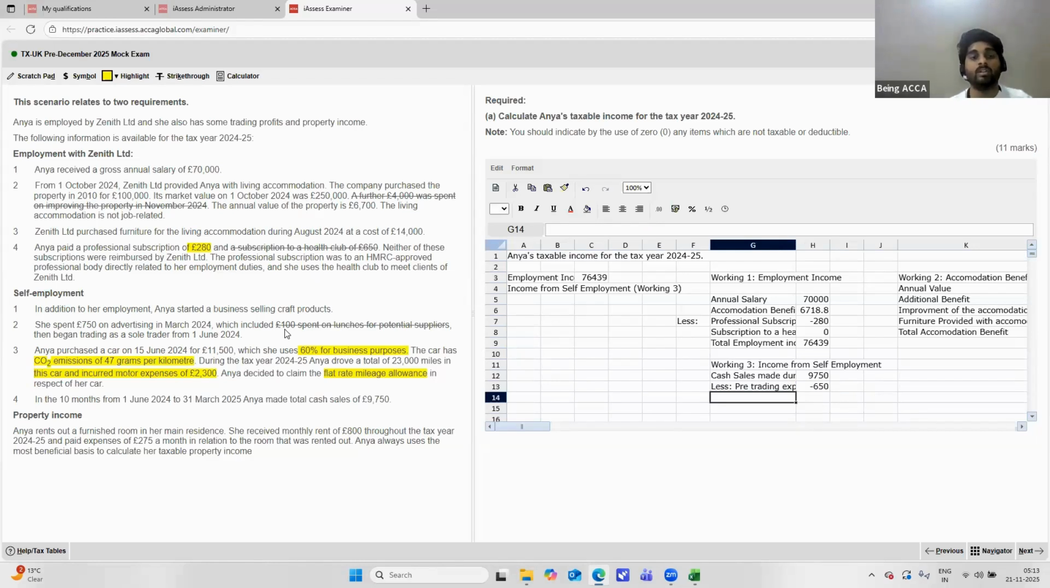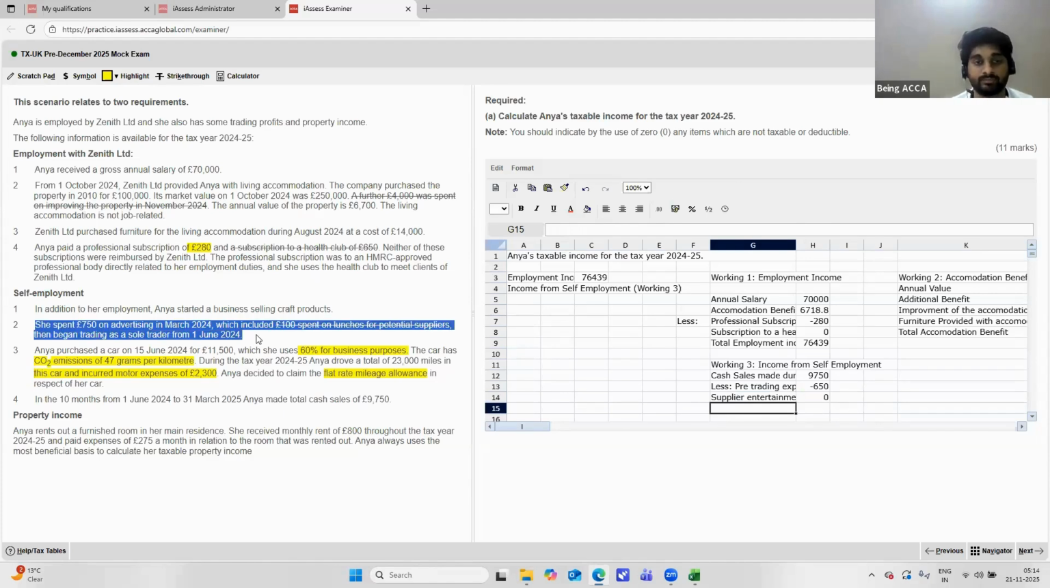In the less part, do we also deduct what we have used: the client entertainment, potential supplier entertainment? It is not an allowable expense, so that should be marked at zero. It is a disallowed expenditure, should be marked at zero. So with this we have completed this part of it, and this one is also completed.